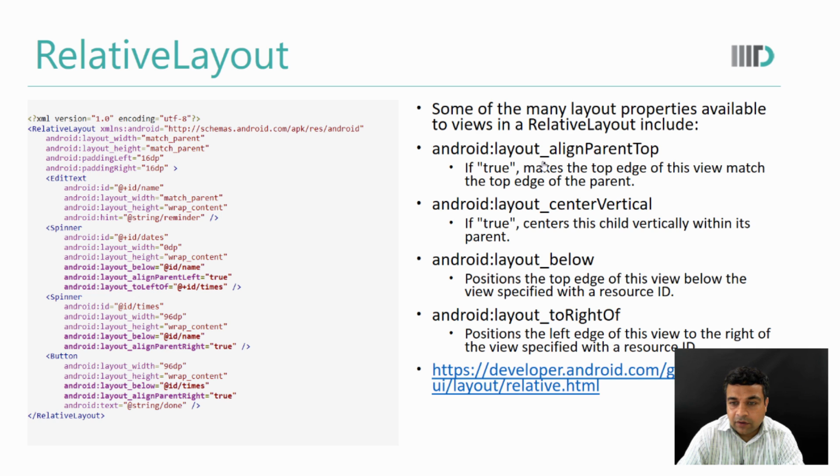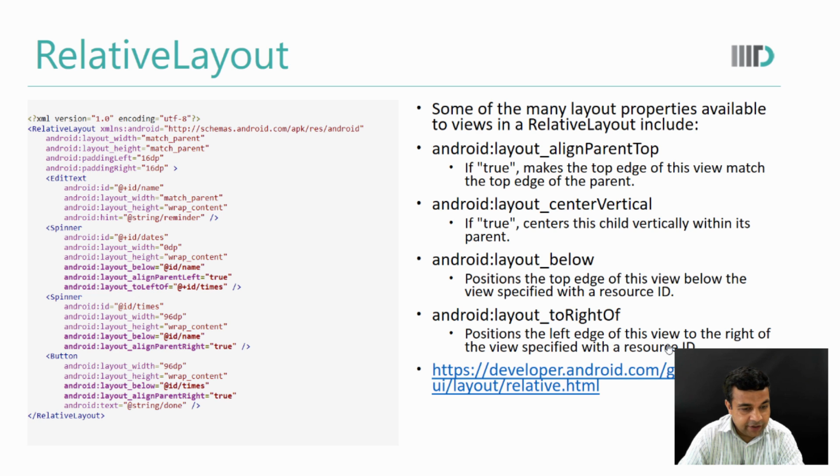So, for example, layout_alignParentTop, if true, makes the top edge of this view match the top edge of the parent. Similarly, layout_centerVertical, if true, centers this child vertically within its parent. If it is layout_below, then it positions the top edge of this view below the view specified with the resource ID. And if it is layout_toRightOf, it positions the left edge of this view to the right of the view specified with the resource ID.